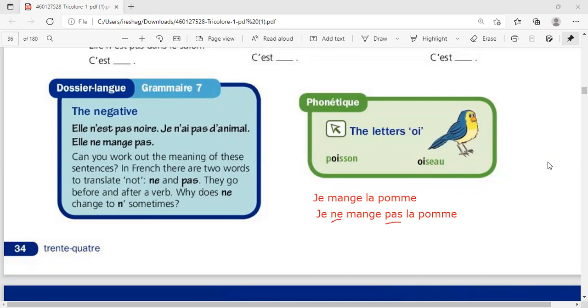In the black color, you have il n'est pas noir. Il n'est pas noir. Elle n'est pas noire. She is not black. Then you have je n'ai pas d'animal. Je n'ai pas d'animal is I don't have an animal.